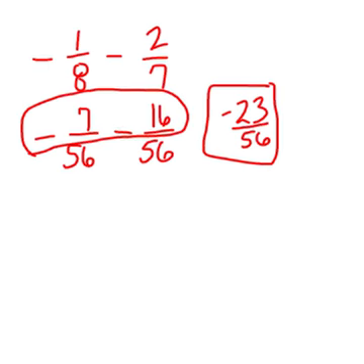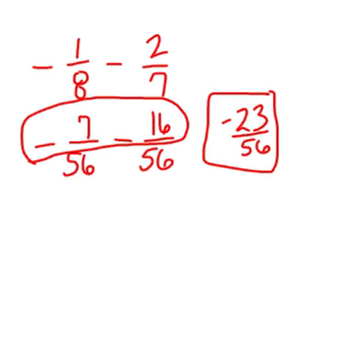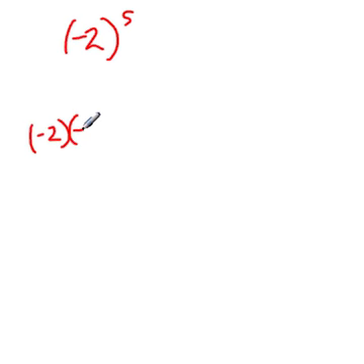And lastly, all right, going ahead to number 6. We have (-2) to the 5th power. Now it's very important that it's in parentheses. This exponent means that I'm going to multiply this number times itself 5 times. So I can write it as -2 times -2 times -2, up to 5 times.